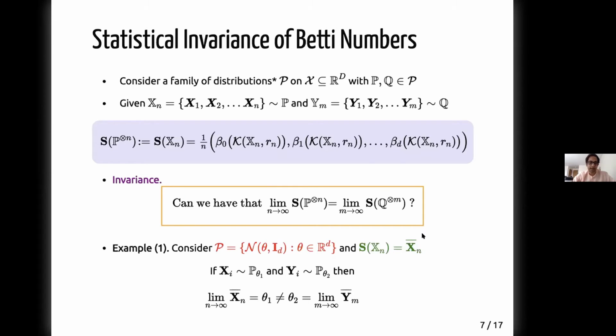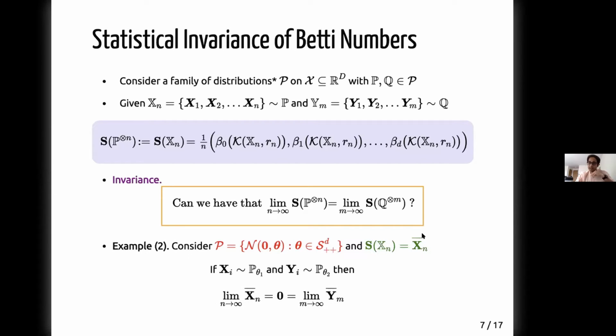Suppose we consider the location family of normal distributions and a summary statistic in the form of the sample mean. Then we know that the sample mean contains enough information to distinguish between two distinct distributions that belong to this family. However, if we were to look at the scale family of normal distributions, where the parameter set is indexed over the cone of positive definite matrices, then the sample mean essentially contains no parametric information. So as the number of points goes to infinity, if we look at the sample mean, they become almost indistinguishable.